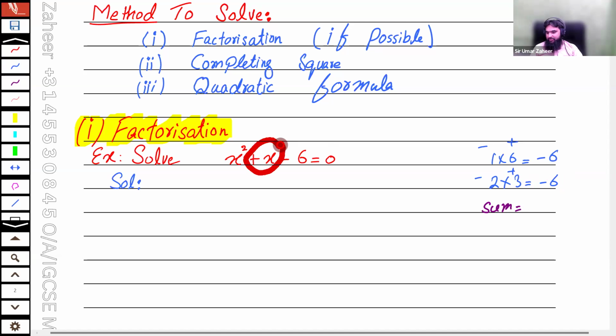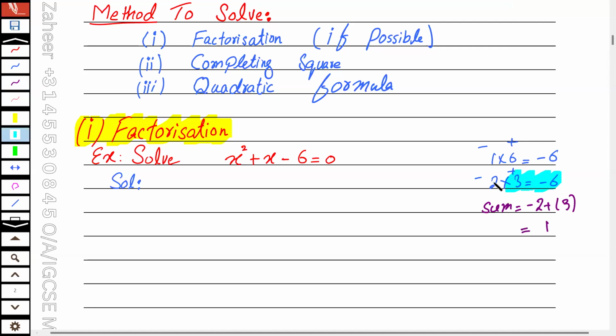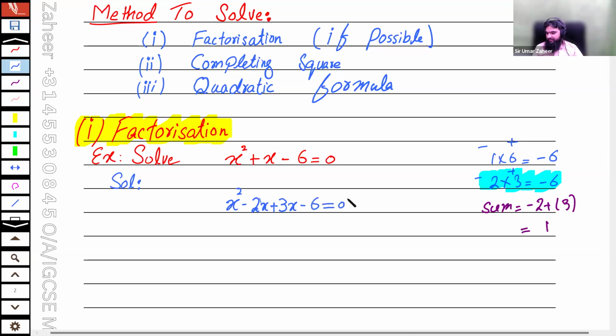So yes, Zimal, which is a suitable pair? -2 plus 3. So you will add them, it will be 1. So this is my suitable pair. So I'm going to break down the middle term x into -2x plus 3x, so x squared minus 2x plus 3x minus 6 is equal to 0.